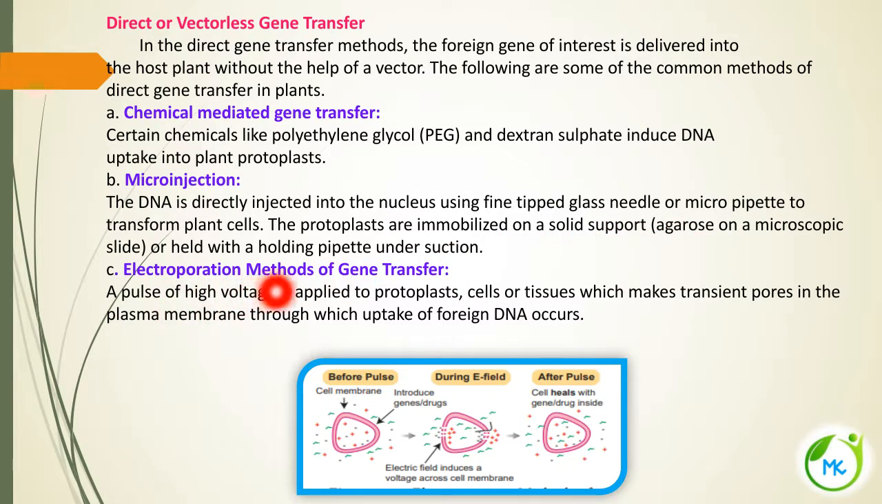Next, electroporation method of gene transfer. A pulse of high voltage is applied to the protoplast, cells or tissues, which makes transient pores. On applying high voltage, small pores are introduced in the plasma membrane. Here you can see, before the pulse there are no pores, and when the electric field is given, there are transient pores. Transient means temporary pores are made, through which the foreign DNA can be transferred.